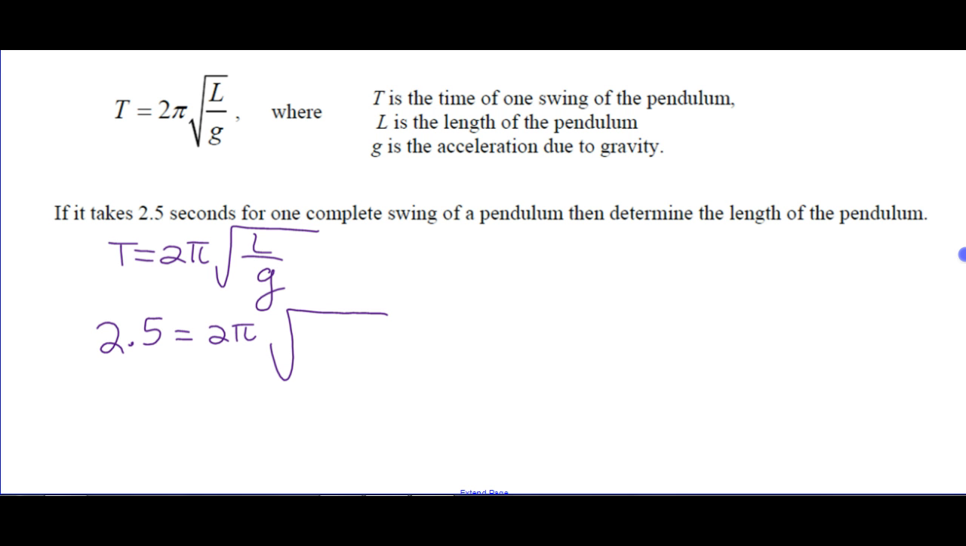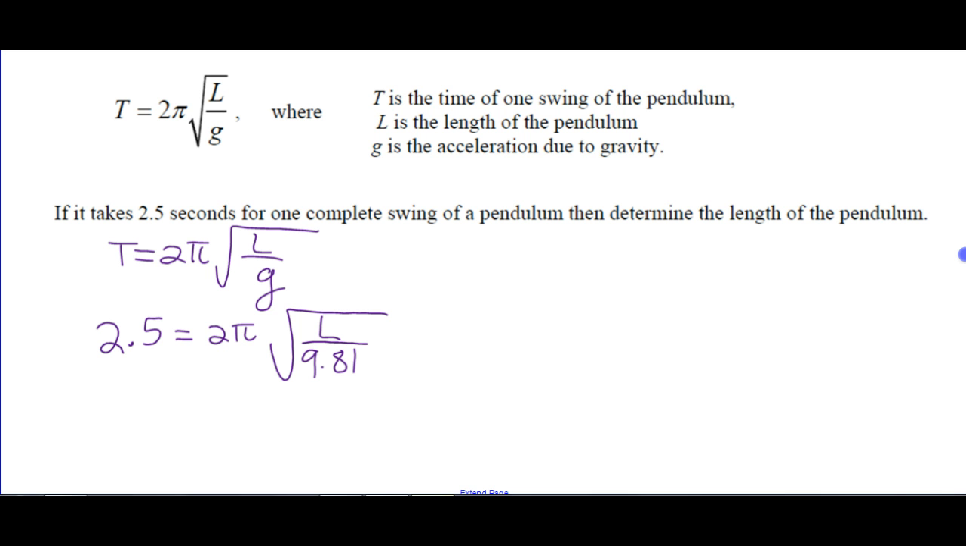We're supposed to determine the length, so we don't know L, but we do know that G is 9.81. We're going to use 9.81, the rounded value. All right, how do we solve this? What do we have to do first?